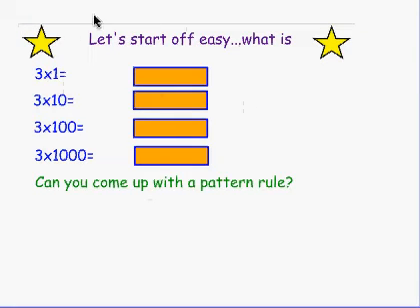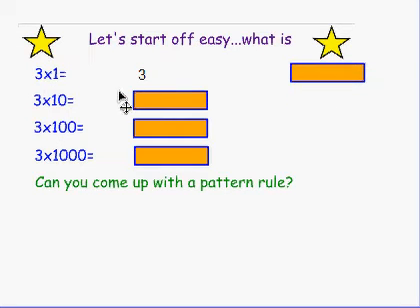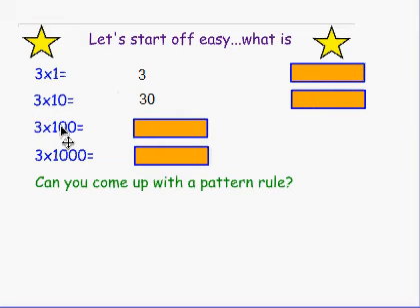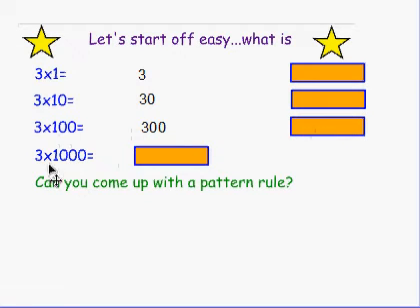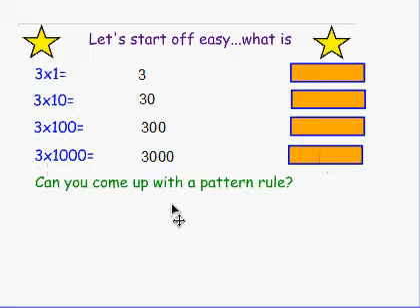We're going to start off easy with some multiplication by tens, hundreds, and thousands. 3 times 1, to start us off, is just 3. 3 times 10, pretty simple, that's 30. 3 times 100, well, I'm thinking about 300s. And 3 times 1,000, 3,000. Can you come up with a pattern rule on what we see on this side of the equal sign and what we see on this side of the equal sign? What's something that you notice?